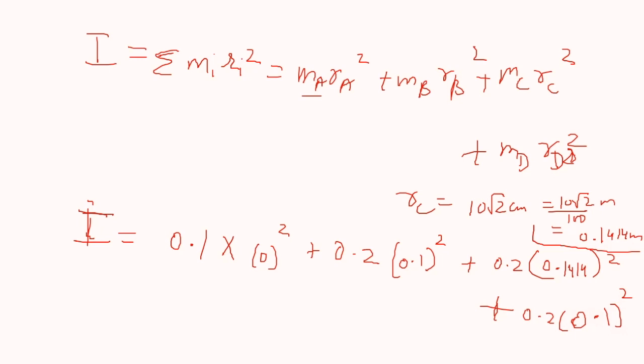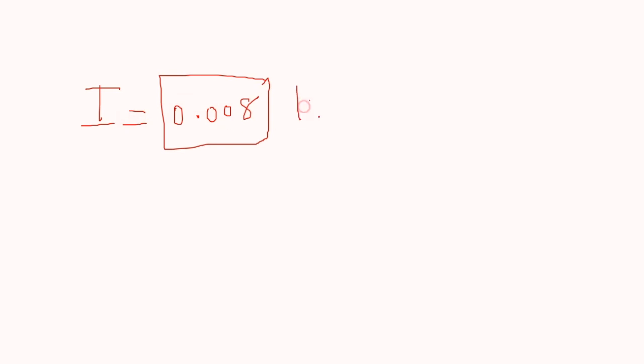So for I, finally when you add these things, I will come out as 0.008 kg meter square. So this is our final moment of inertia. That means the second part has also been solved like this.